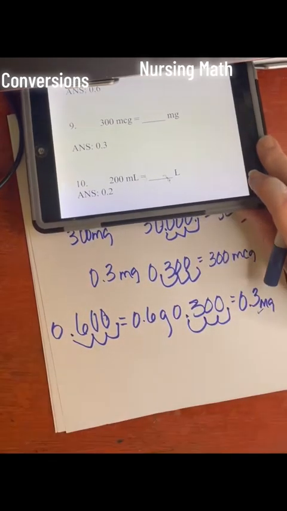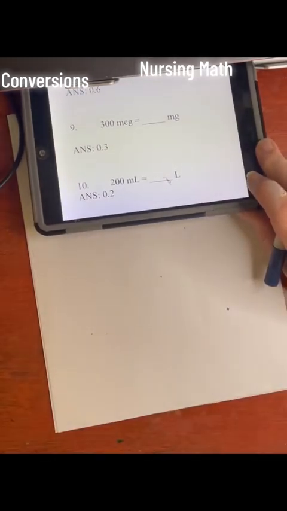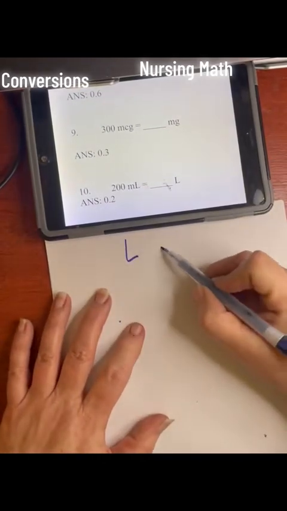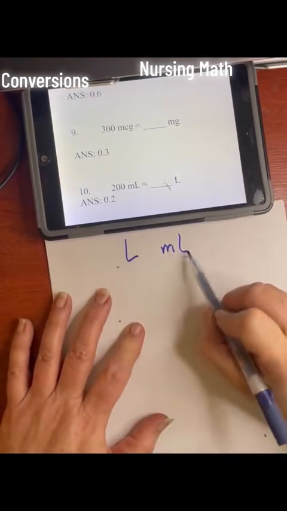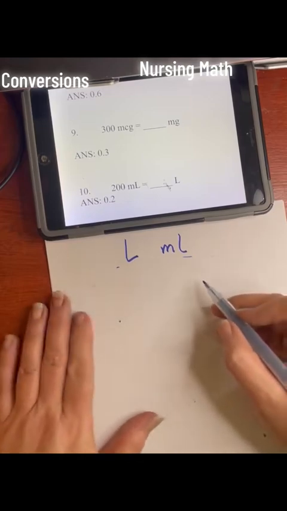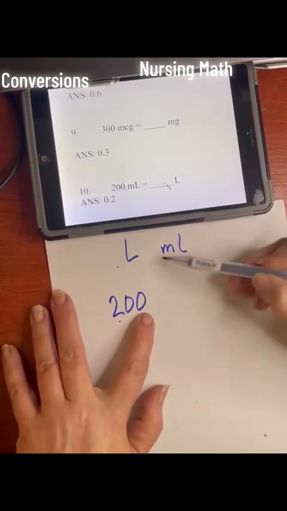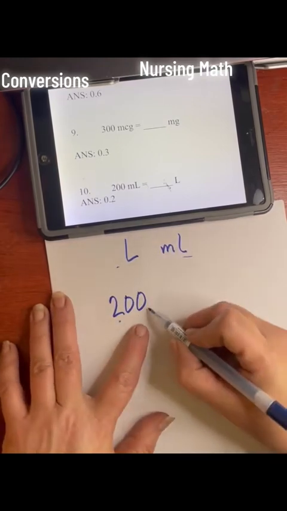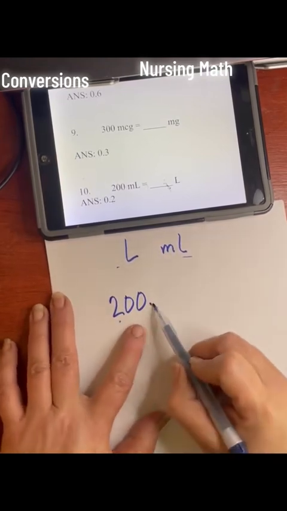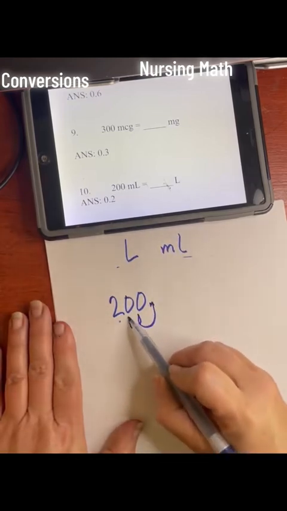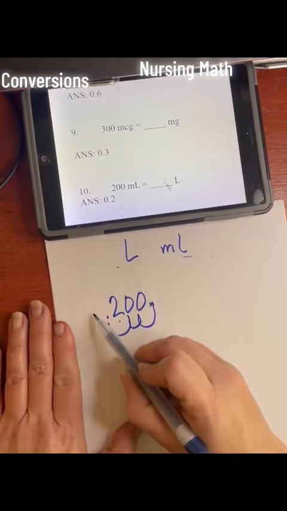And then we have 200 milliliters. Now, liters and milliliters is cousin. If you had liters and milliliters, this will tell you which way you got to move your decimal. So 200 milliliters, and they want to know liters. We got to move it to the left. So I'm going to grab it right here because it's at the end of that whole number. And I'm going to go 1, 2, 3. Put that decimal and a 0.